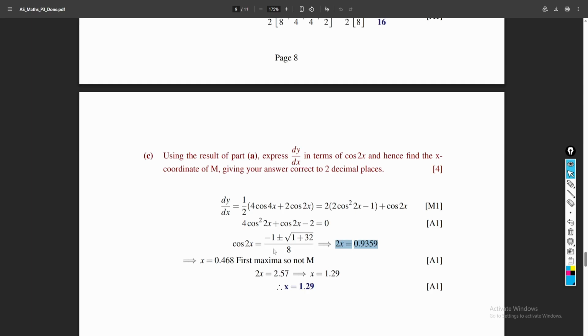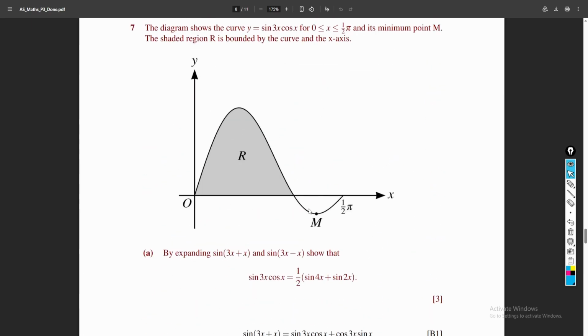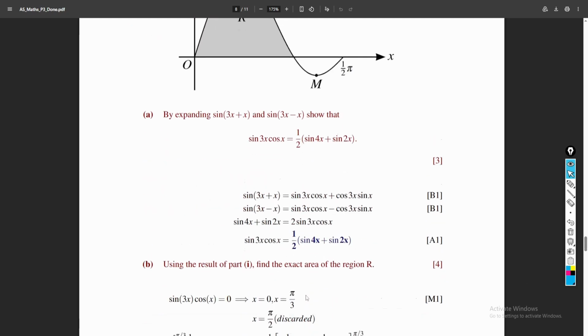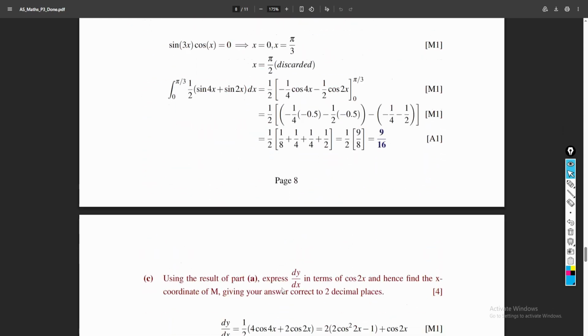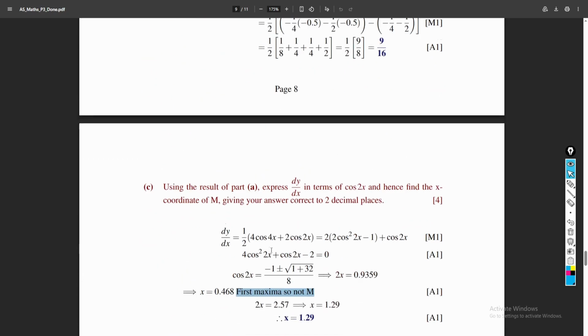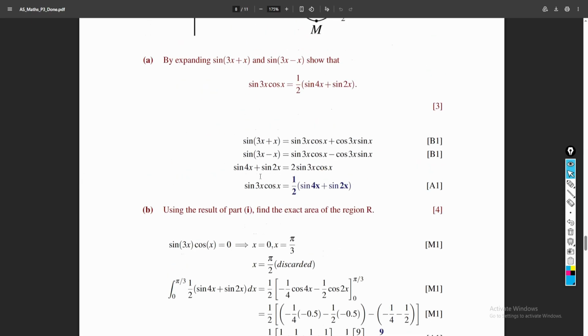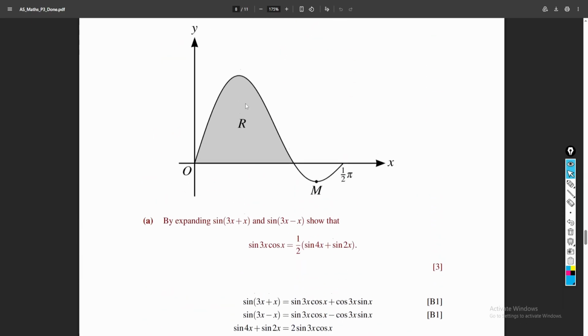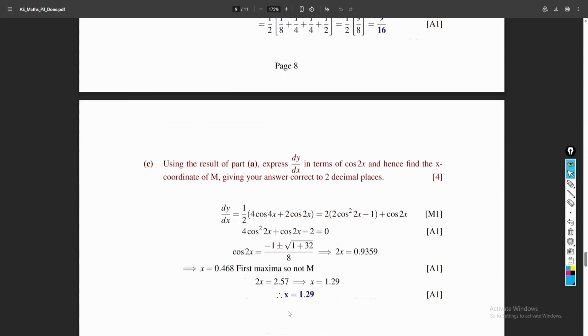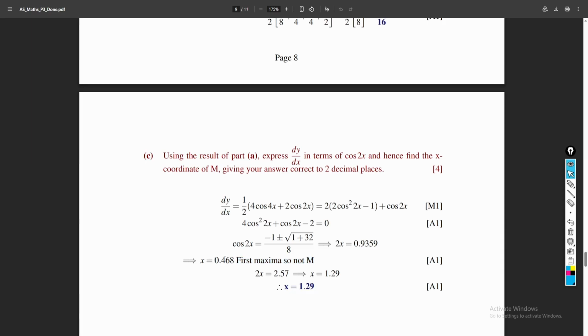So since we have two x's, the first one gives us this. So this is the first maxima, and it's less than pi by 3. So we know this must be the maxima, since we can see it from the graph. Also, sorry, they asked for the coordinate of m, not the first maxima. So we know this is not the solution.